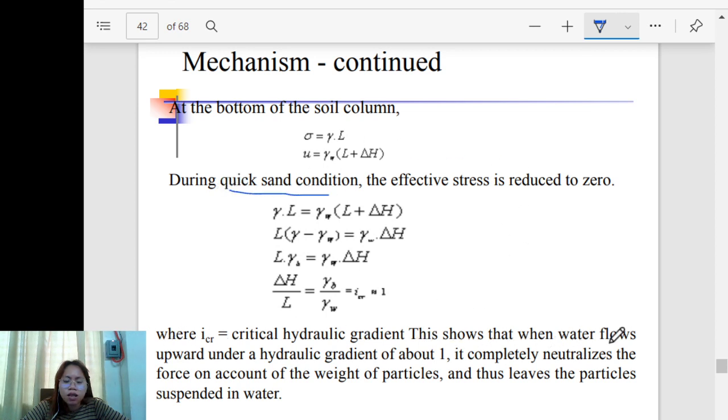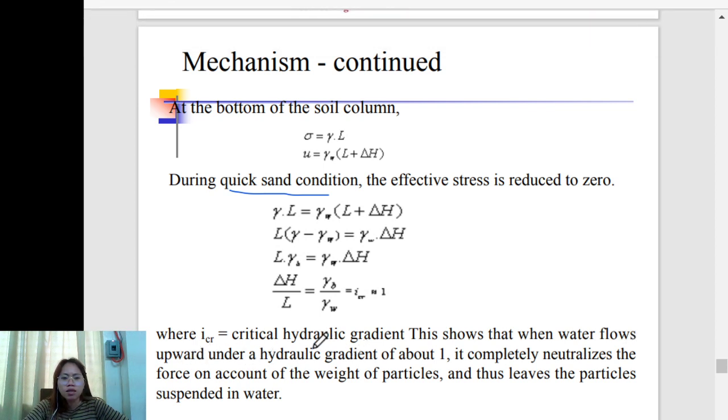So this shows that when water flows upward under a hydraulic gradient of about 1, it completely neutralizes the force on account of the weight of particles and thus leaves the particles suspended in water.